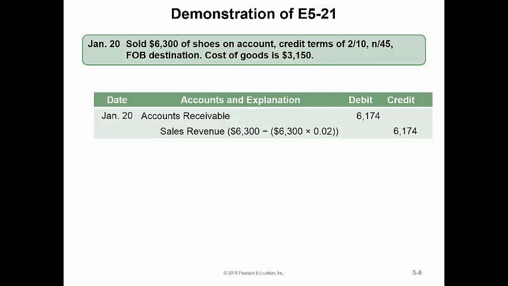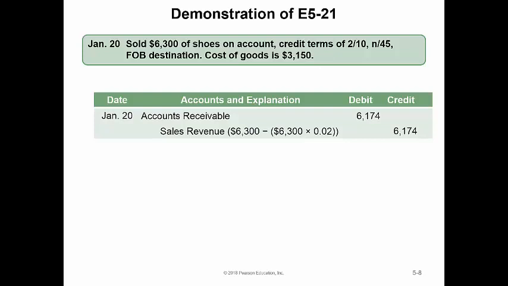FOB destination tells us about the freight. What that says is whose merchandise it is when it's in transit. If it's FOB destination, it remains the seller's inventory until it gets to its final destination, and then it becomes the buyer's. So while it was on the plane, the train, whatever carrier we used, it's going to belong to the seller. And we are the seller in this example, so we're going to be paying the freight. So that's just something to keep in mind. The cost of these goods sold was $3,150.